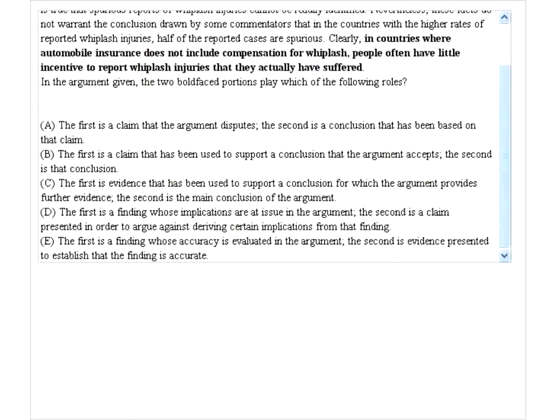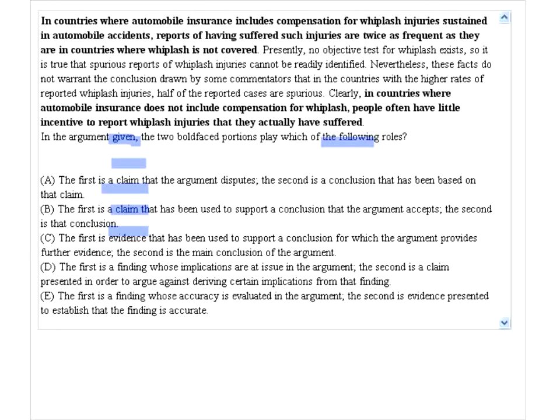So let's take a look at that problem yet again, but in view of this. Let's go ahead and highlight this stuff. So here's claim, claim, evidence, finding, finding. And then the second is a conclusion, a claim, and evidence.